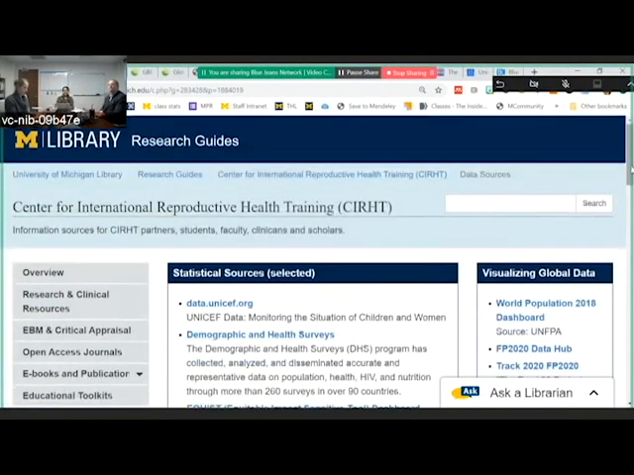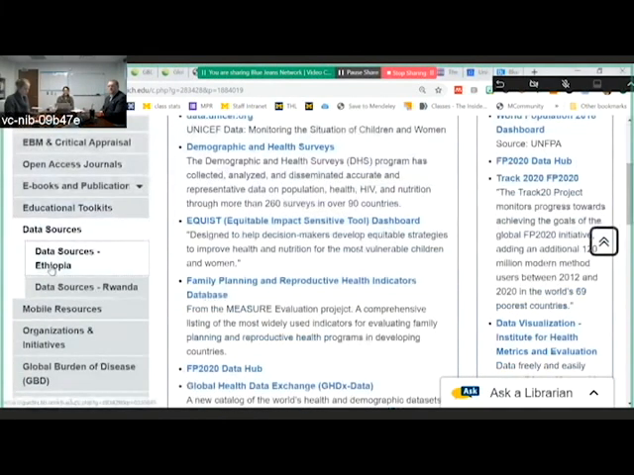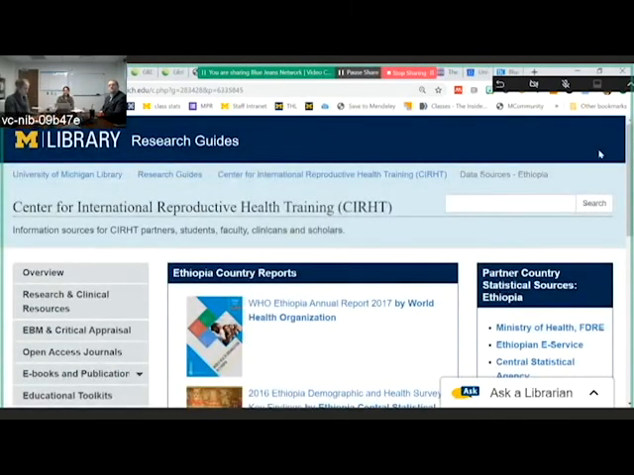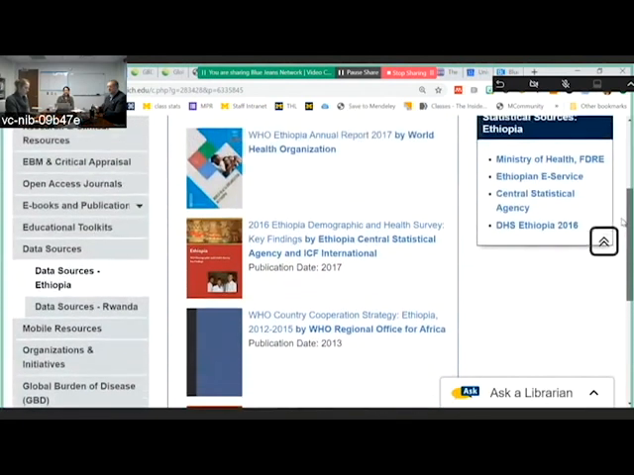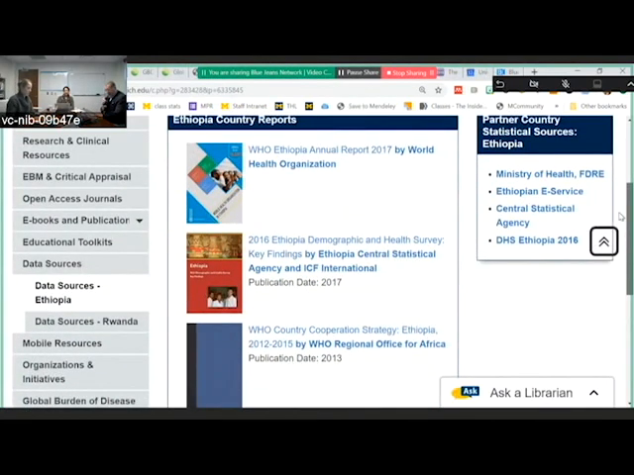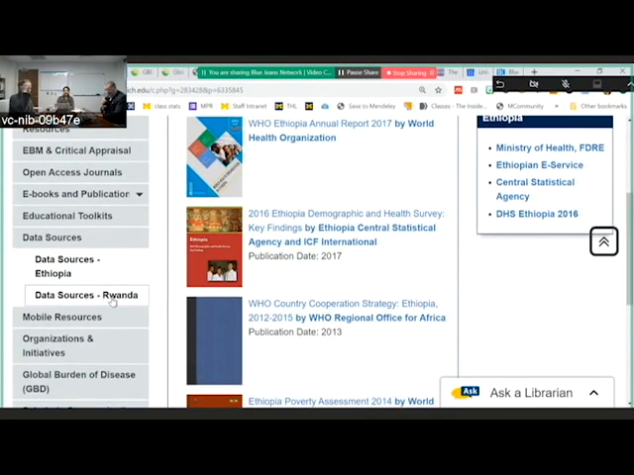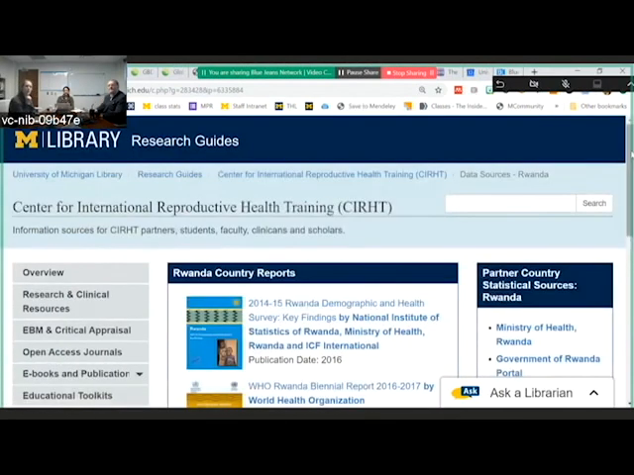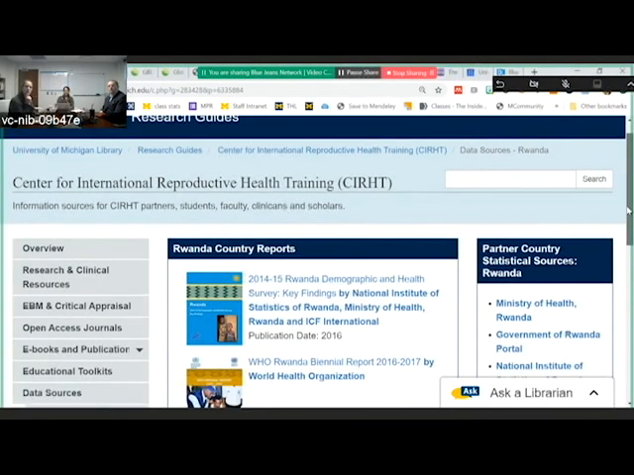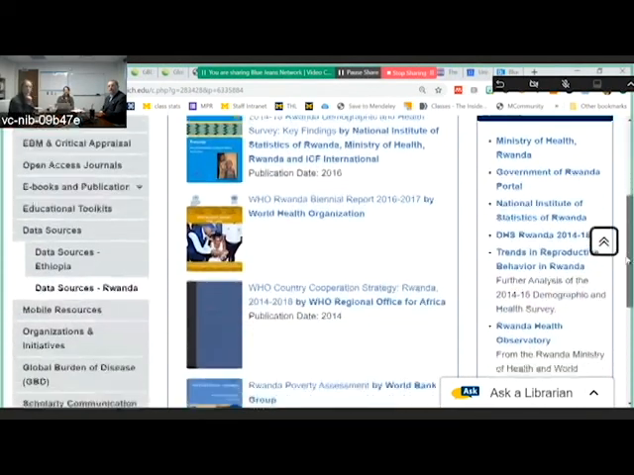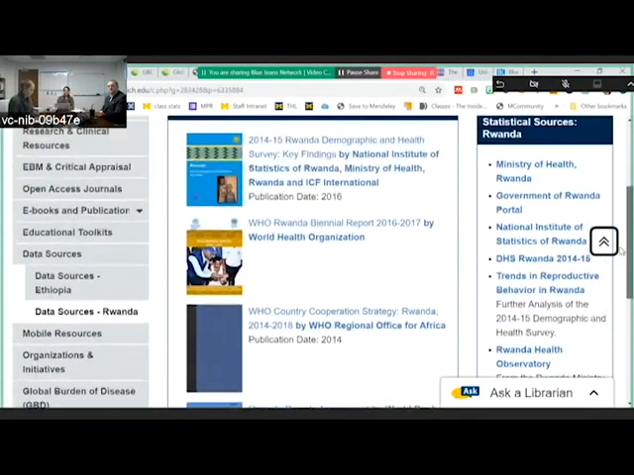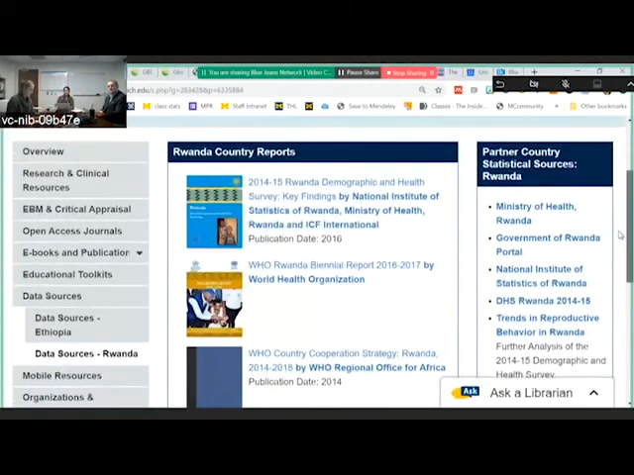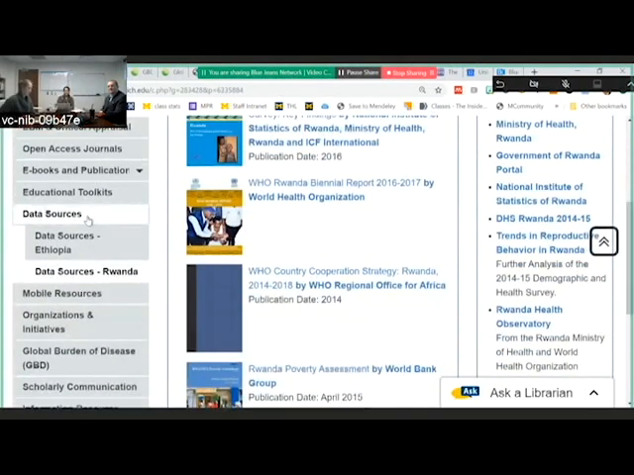And under the data sources section, you can go specifically to a subset for data sources for Ethiopia. And you can see just a few that I've chosen and pulled out, not very many, but the DHS, Ministry of Health, the Ethiopian e-service. And if I click on Rwanda as a subset of the data source section, you'll see some of the sources of information, including the Rwanda Health Observatory and the DHS and other sources that could be helpful from the Rwanda perspective.